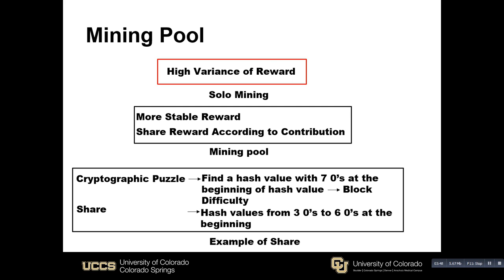Here I will describe 2 important topics: full proof of work and share. What is full proof of work, or a block? It is like a block difficulty, for example, finding a hash value with 7 zeros at the beginning of that hash value. That is the criteria the miners need to fulfill for finding a block when they are hashing that block.